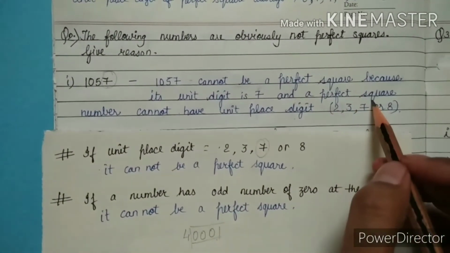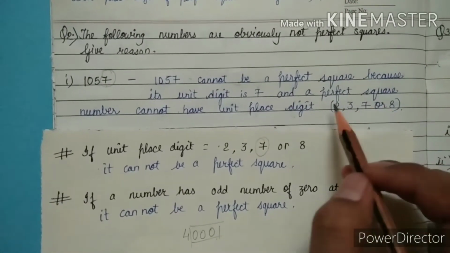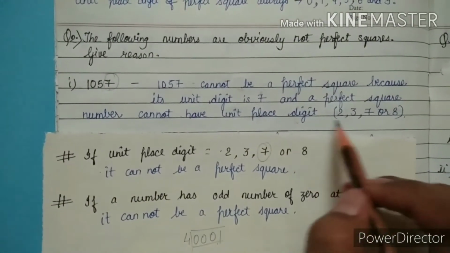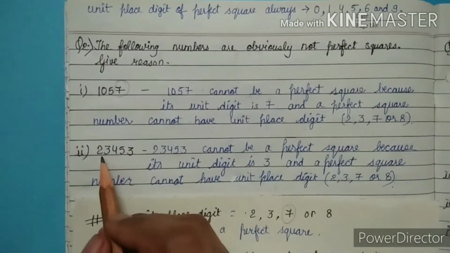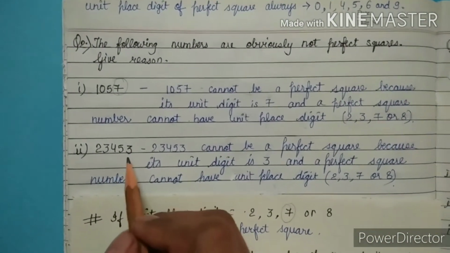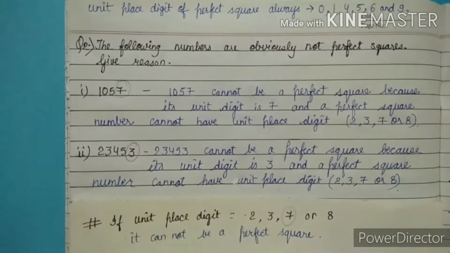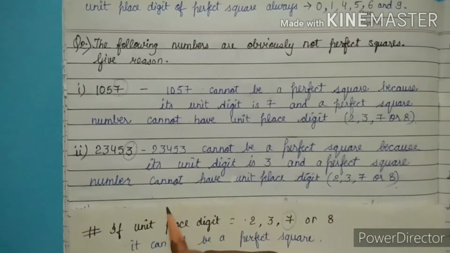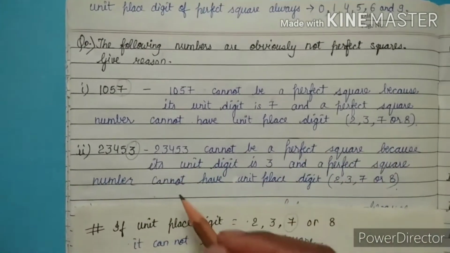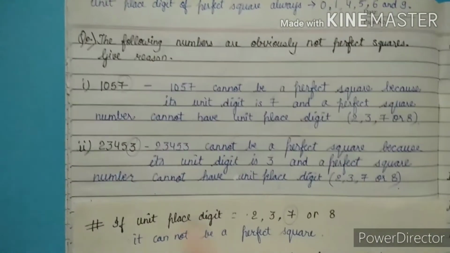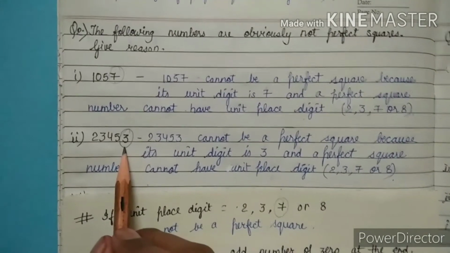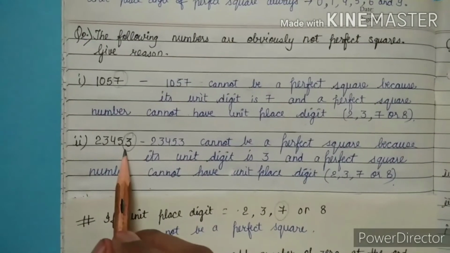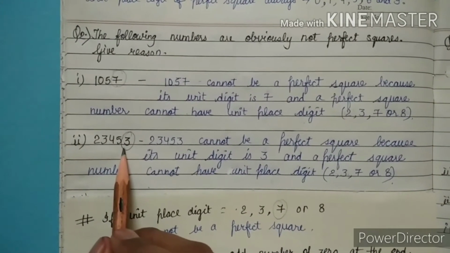So a perfect square number does not have unit digit as 2, 3, 7 or 8. Second is 23453. Here we have unit digit as 3. So for the same reason that we wrote in the previous section, because it has the unit digit of 3, and when a number's square has 3 on the unit digit, that will not be a perfect square.